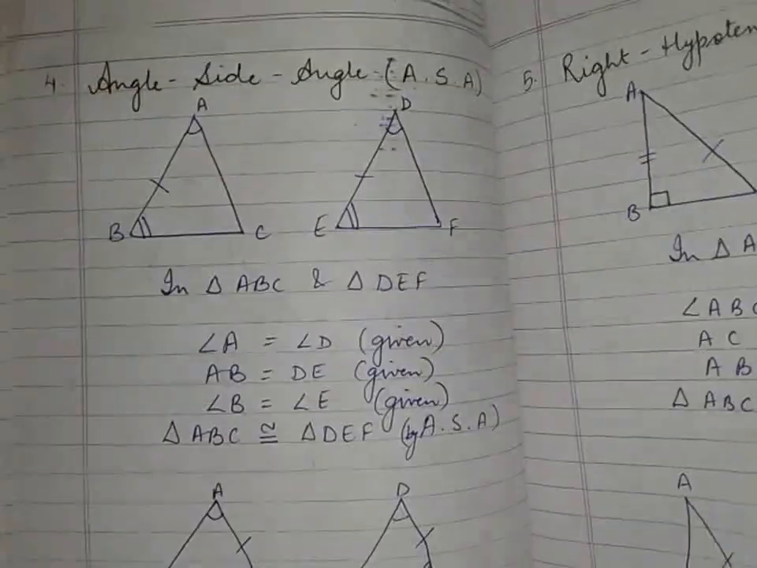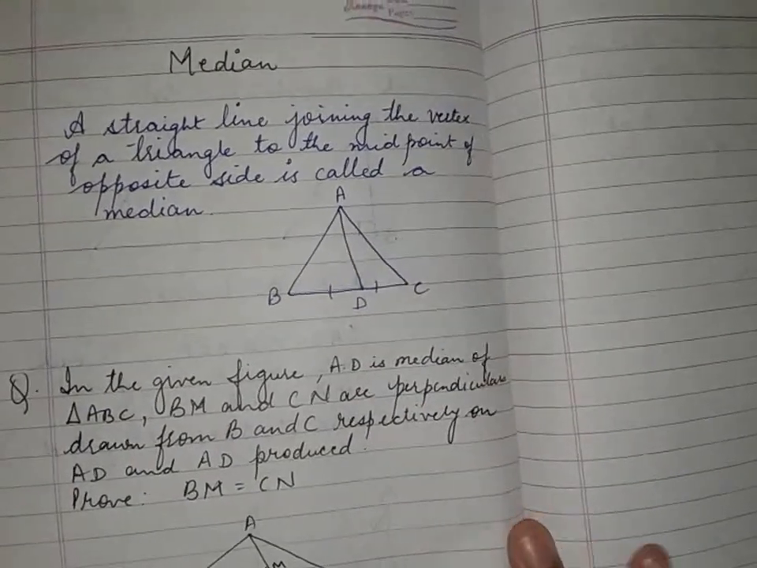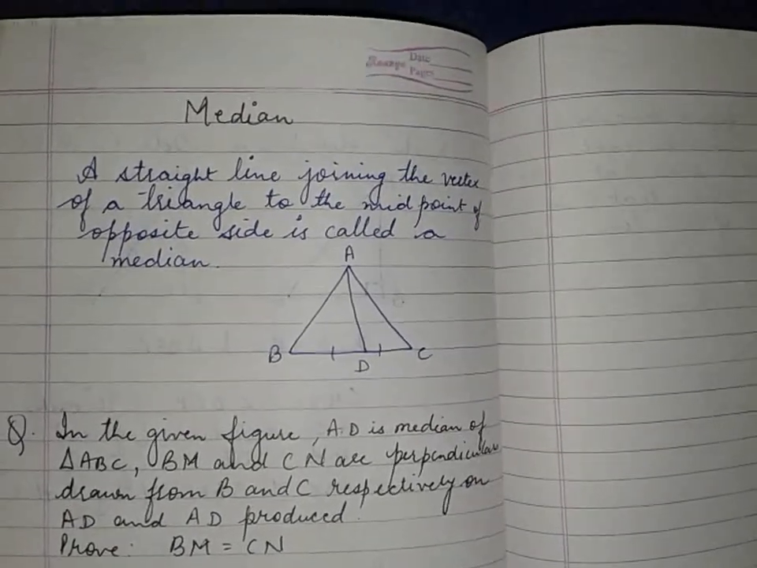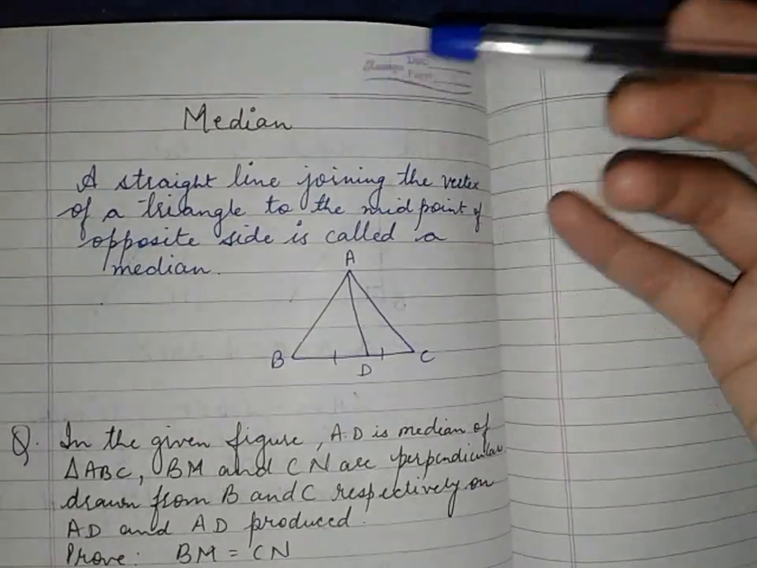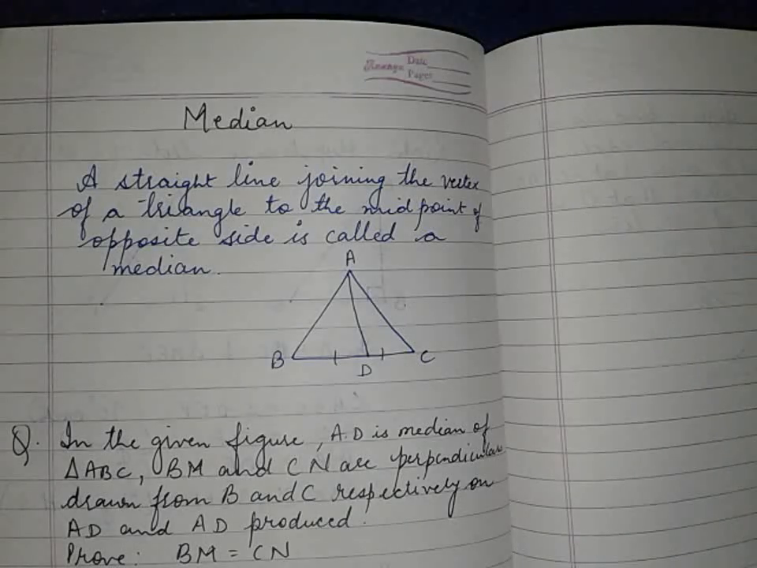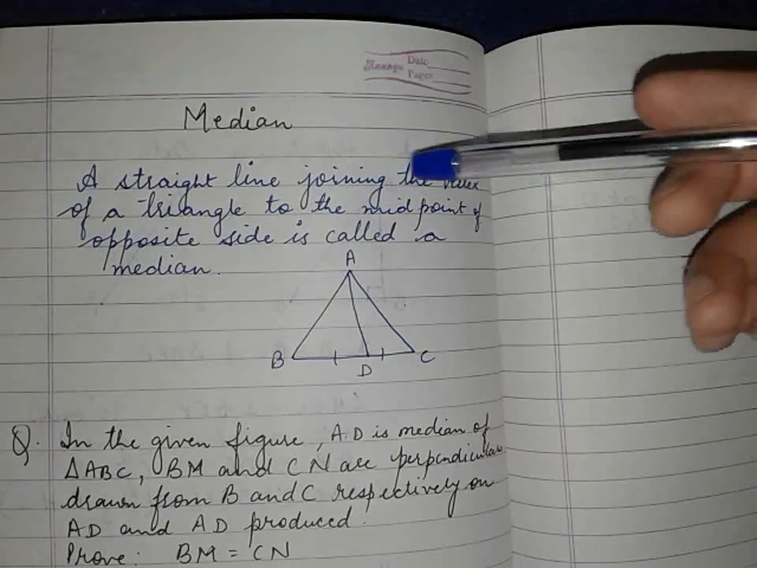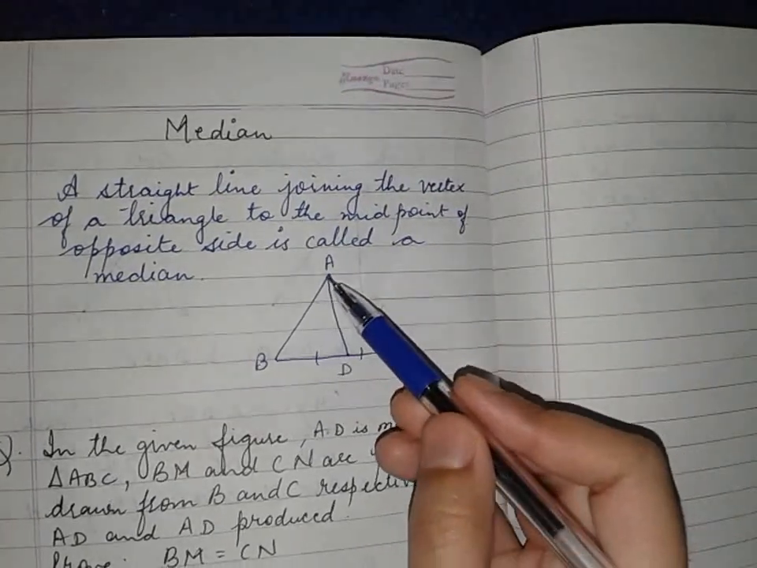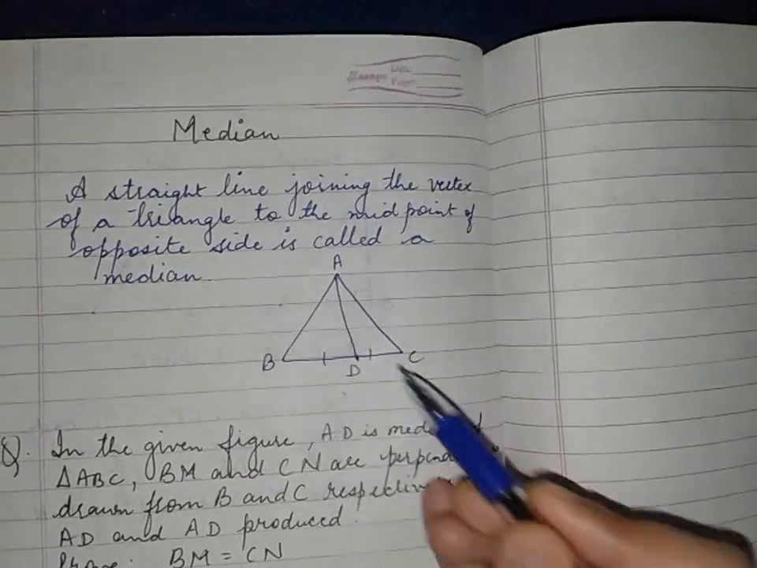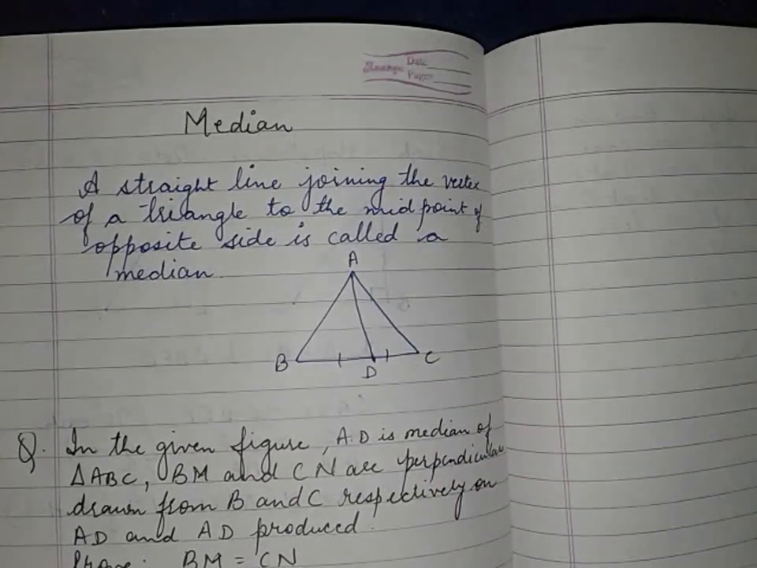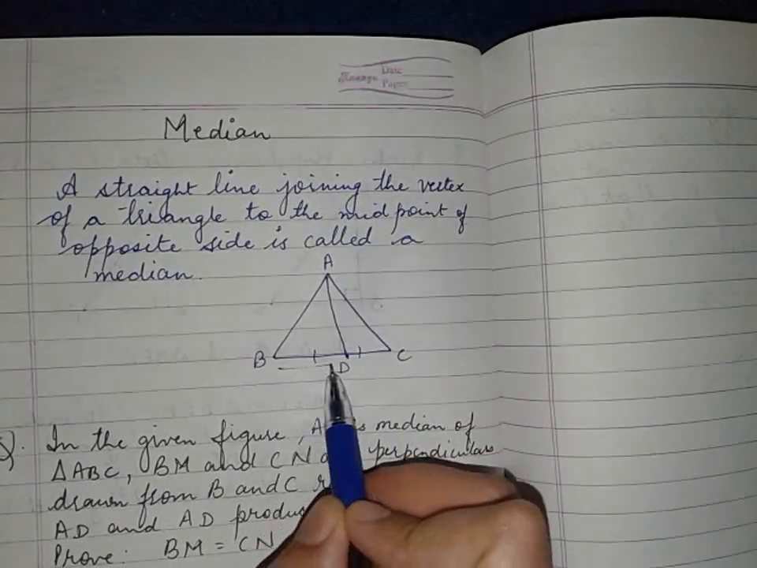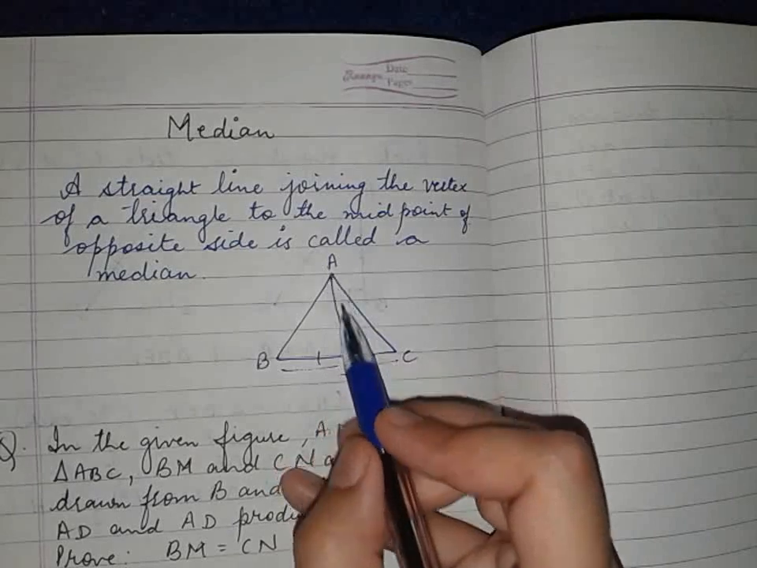Let us solve a question related to it. Before going to the question, one term you need to know, because the question includes that term. The term is median. What is a median? A straight line joining the vertex of a triangle to the midpoint of the opposite side is called a median. That is, if I draw a line from one of the vertices and it meets the opposite side at the midpoint. Midpoint means a point which divides the line into two equal parts. That is, this BD is equal to DC. Then this AD is a median.